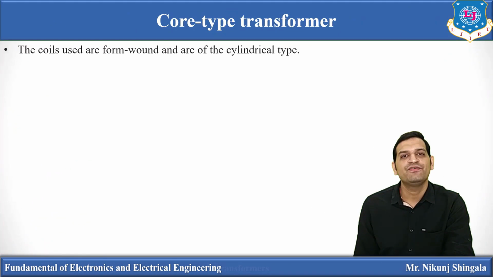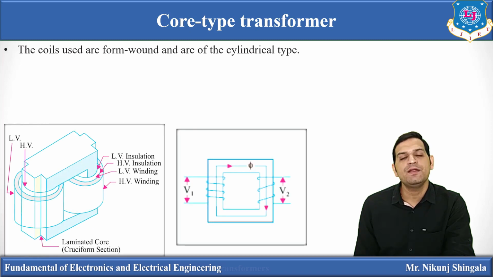Now, moving towards the first type of transformer, that is the core type transformer. As I told you, in the core type transformer, coil surrounds the core. So here you can see one rectangular laminated core, and around that coils are placed. Coils used are of wound type or cylindrical type. These vertical portions of the core are known as the limbs or legs of the core, and this horizontal portion, upper and lower part, is known as the yoke of the core.